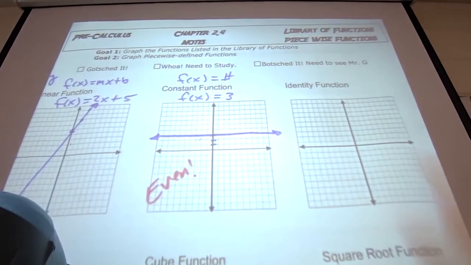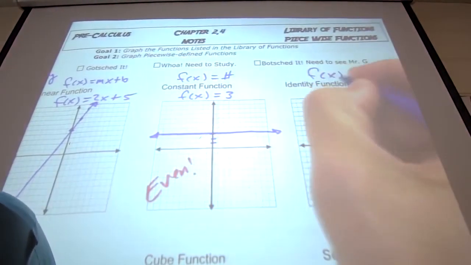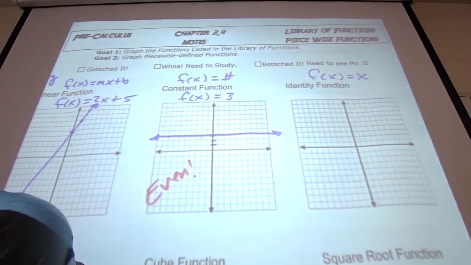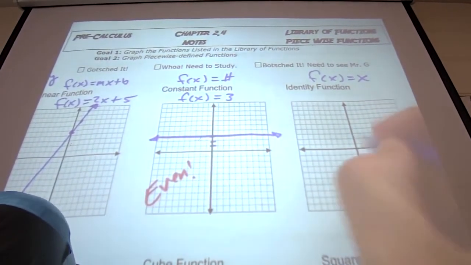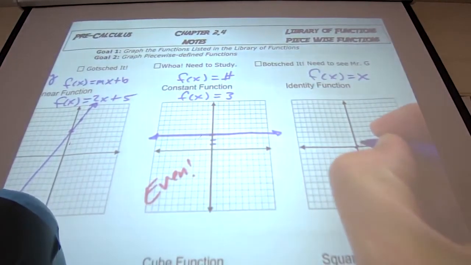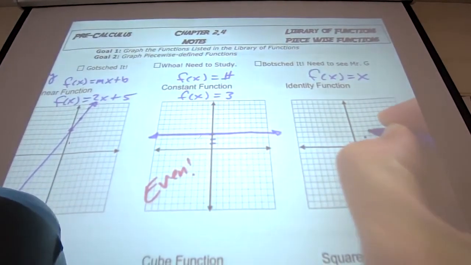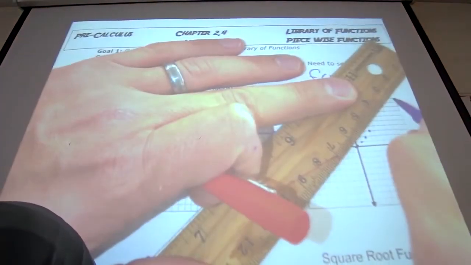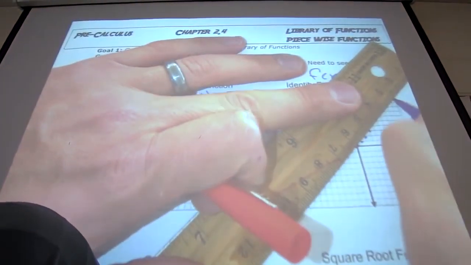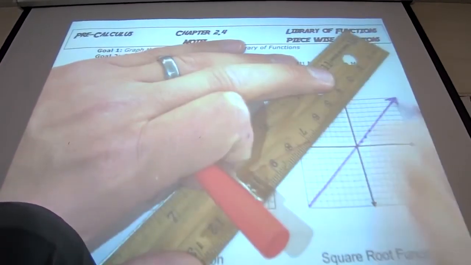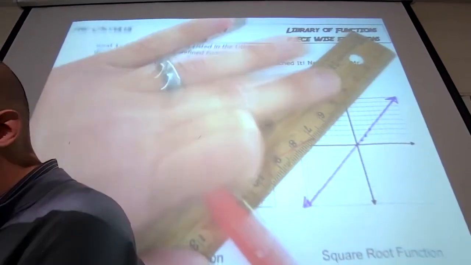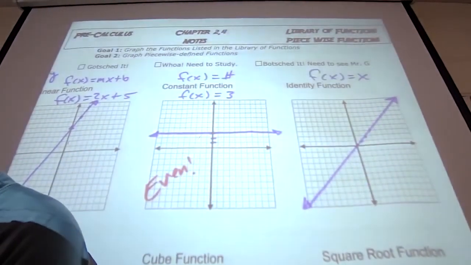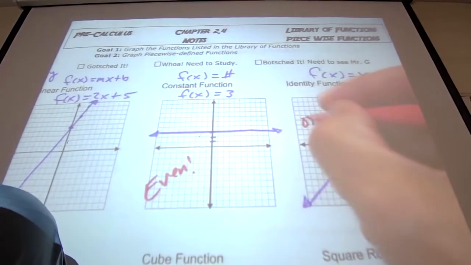The next one I have is f of x equals x or y equals x. That's called the identity function. In this case, my b value is 0 and my slope is 1. So up 1 over 1, up 1 over 1, up 1 over 1 from the origin. The identity function basically goes straight across the origin, and it looks like that. So that's y equals x, or in this case, f of x equals x. And even or odd, this one is symmetric to the origin. So this is an odd function.